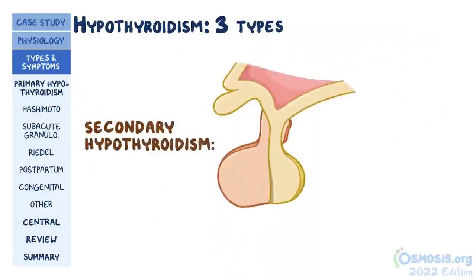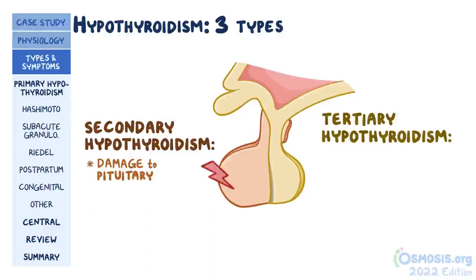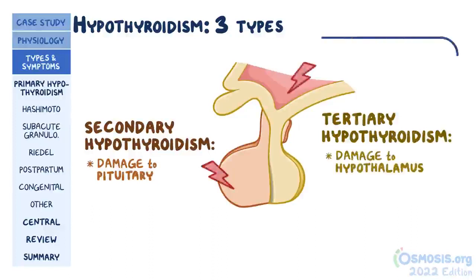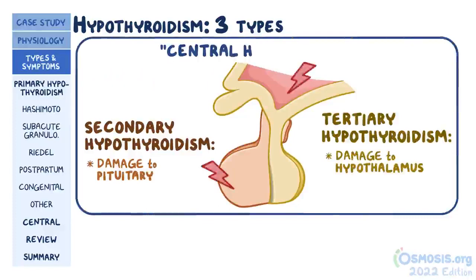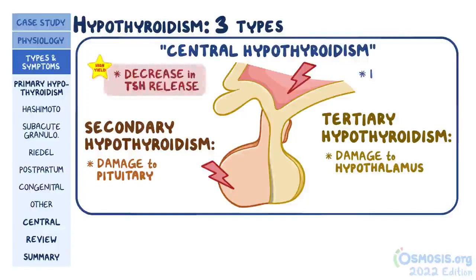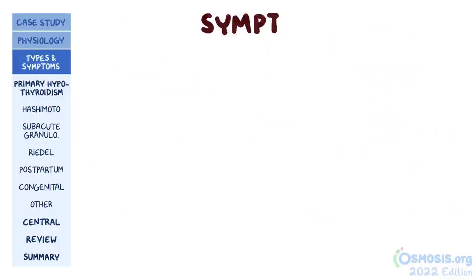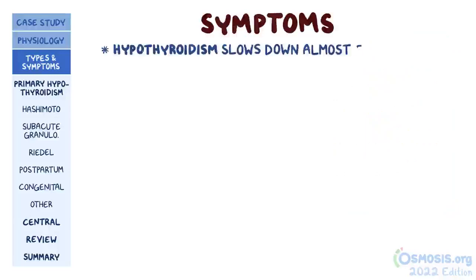Secondary hypothyroidism is caused by damage to the pituitary, and tertiary hypothyroidism is caused by damage to the hypothalamus. These are sometimes called central hypothyroidism. A high-yield fact for your exam is that they can lead to a decrease in TSH release, which decreases the activity of the thyroid. Regardless of the cause, symptoms of hypothyroidism are the same, and in order to remember them better, keep in mind that hypothyroidism slows down almost everything. It can take years to manifest and affect multiple systems.